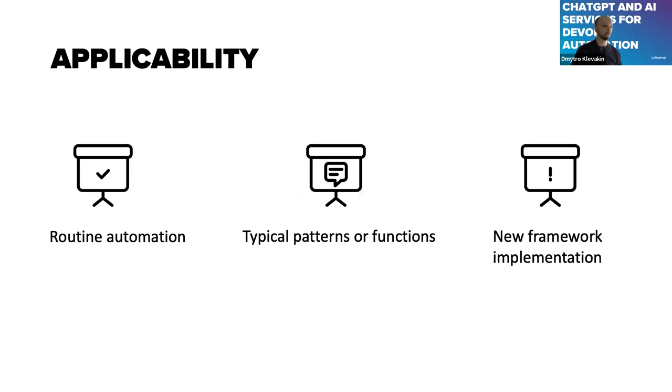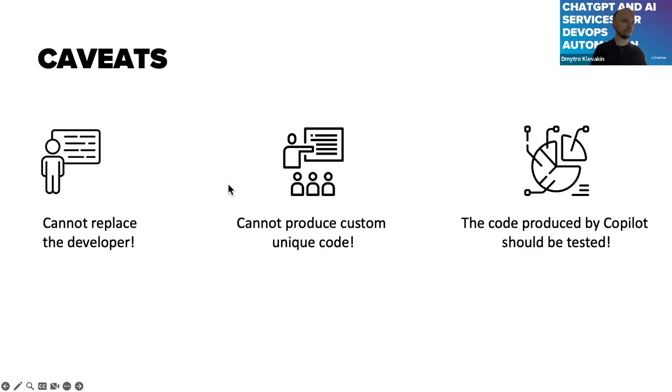It might be useful for routine automation as well. Typical patterns of functions, you might ask about that. Or a new framework implementation, in case, again, you are learning something new. For sure, GitHub Copilot can't replace the developer, but if you write pretty long self-explanatory comments, it can provide you really good pieces of code. So it would encourage you to write comments.